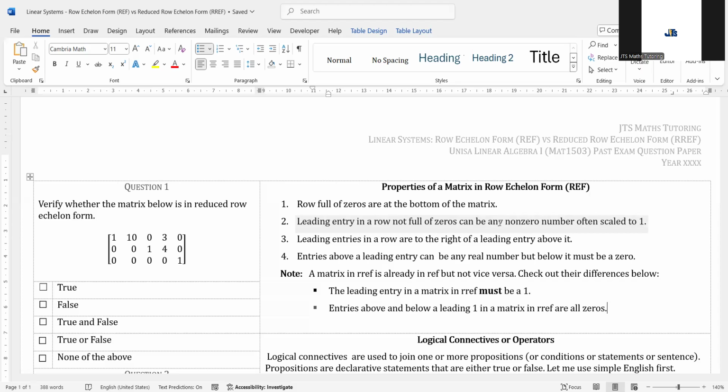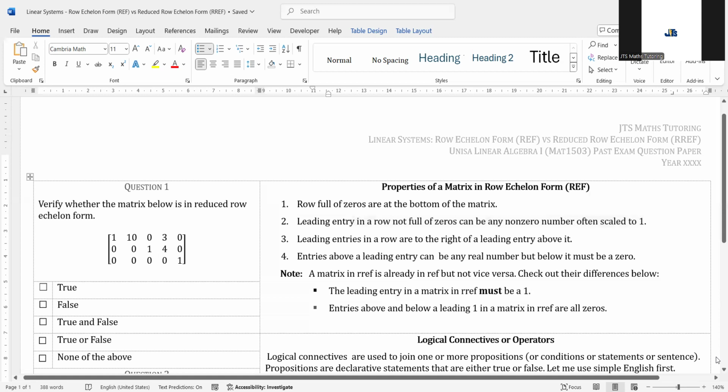So once a matrix is in reduced row echelon form, it cannot be simplified further. That's why we say a matrix in reduced row echelon form is unique, whereas a matrix in row echelon form is not unique. You can have several versions of the same matrix, all in row echelon form. All right, beautiful. I think I've done justice to this.